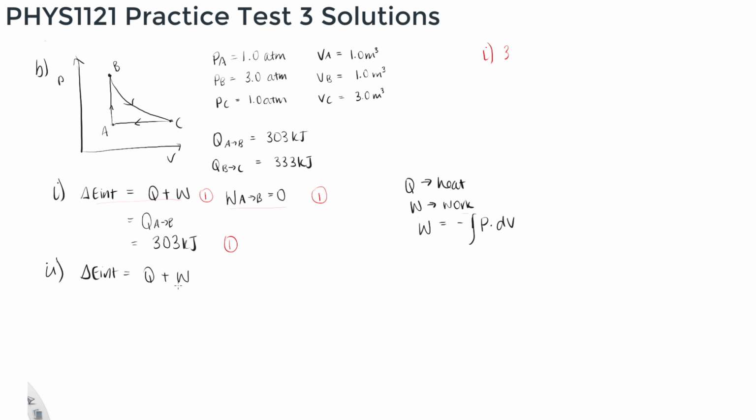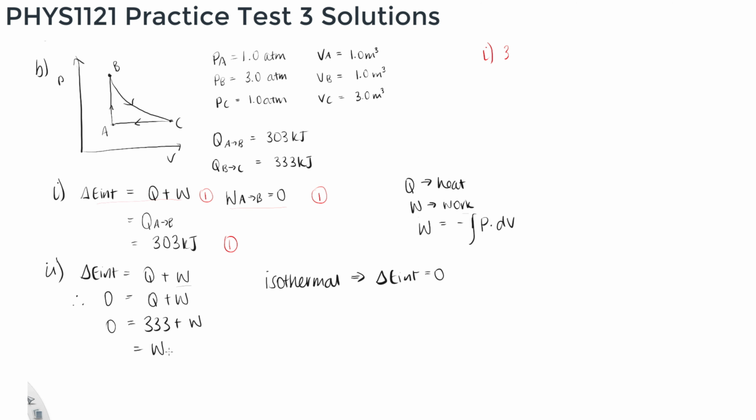So we are asked about the work. We were told in the question that the process from B to C is isothermal. If it is isothermal, what does that mean for our change in internal energy? That means it is 0. We were also told that 333 kilojoules of heat enters the system during the process. That means that Q is 333.